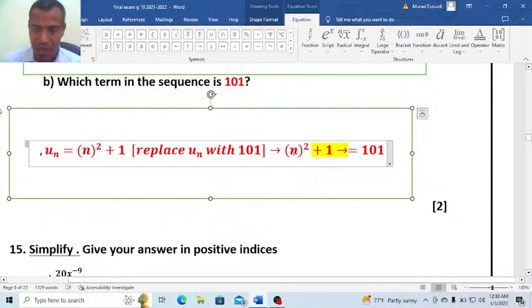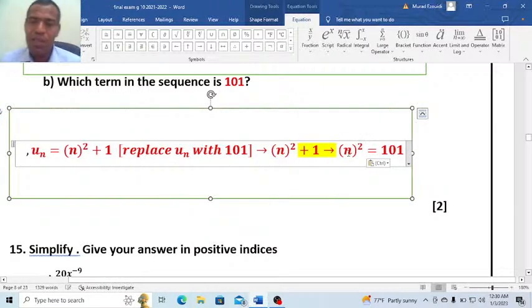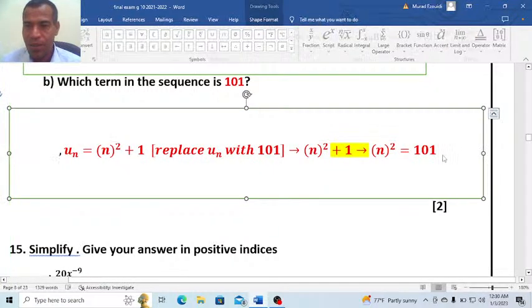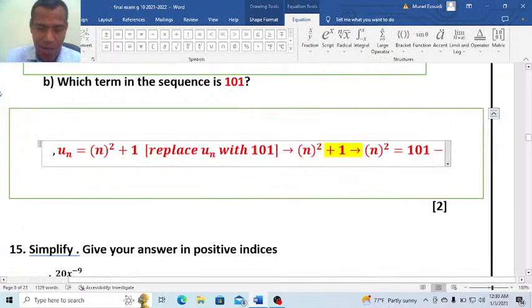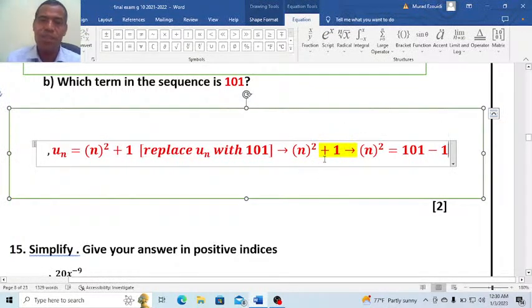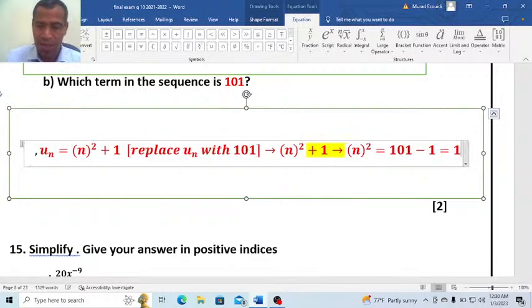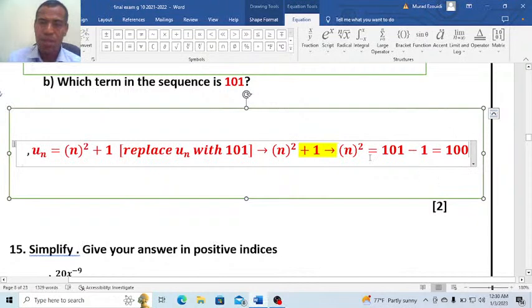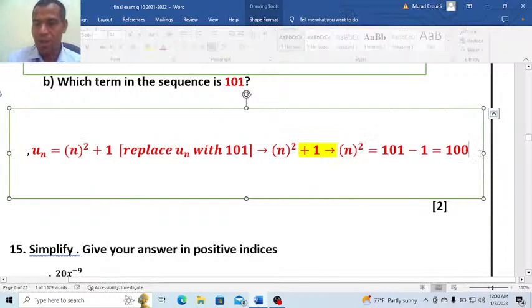n squared is equal to 101 minus 1. I will just write it here, 101 minus 1, because we transferred 1 to the right hand side. Therefore, this one is equal to 100. So what is the number that when you multiply it by itself will give you 100?